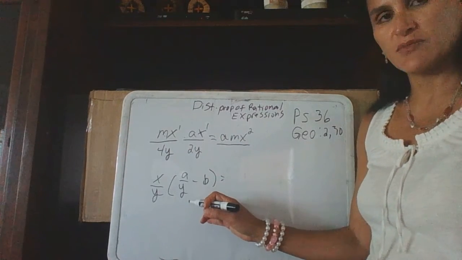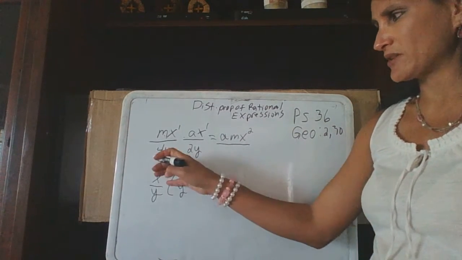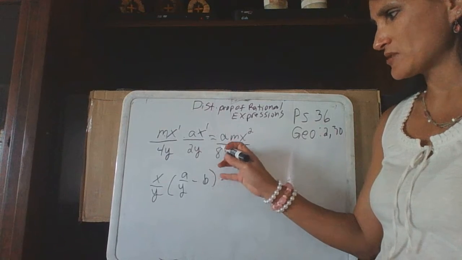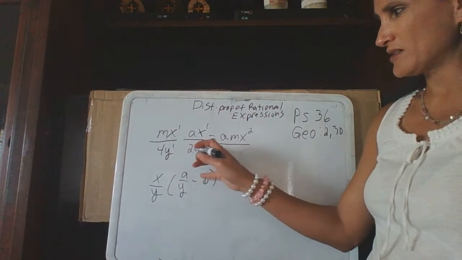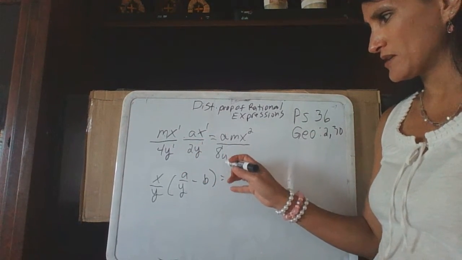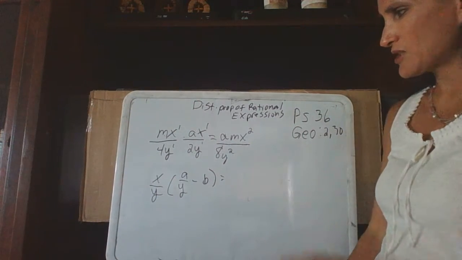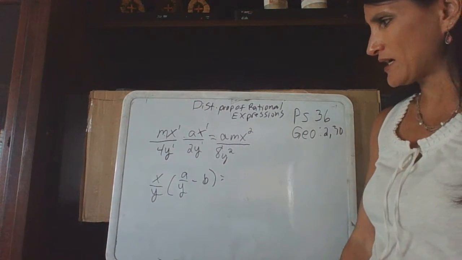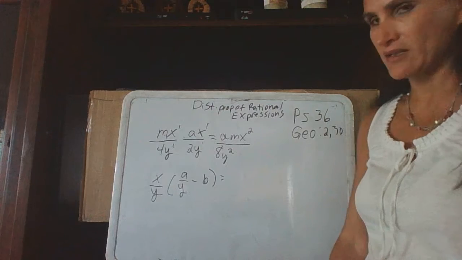If I follow the same logic going on the denominator, I'm going to multiply the coefficients. I'm going to get 4 times 2 is 8. I'm going to add 1 and 1. I'm going to get y squared. Then I'm going to take a look, and I have amx squared over 8y squared.